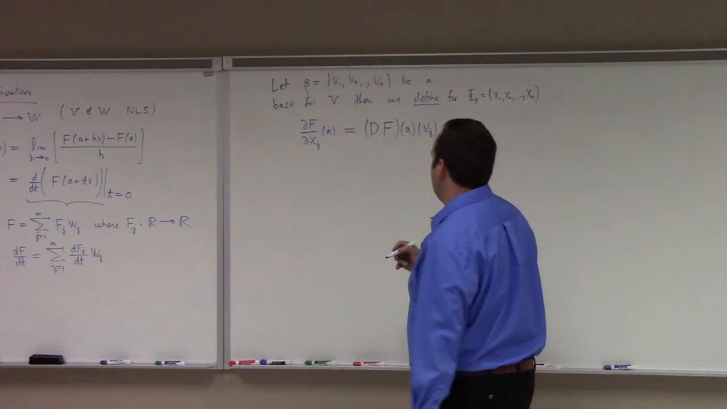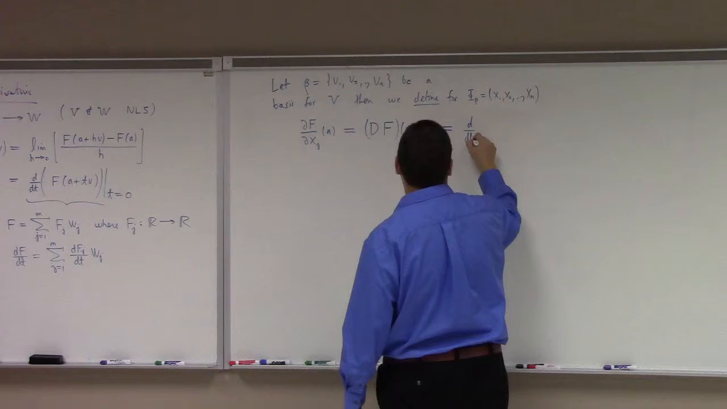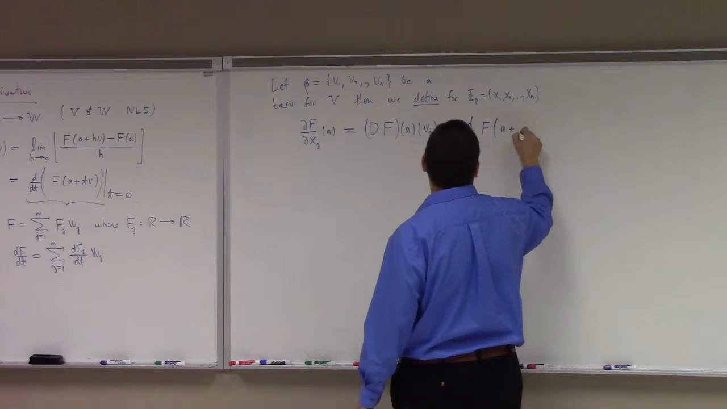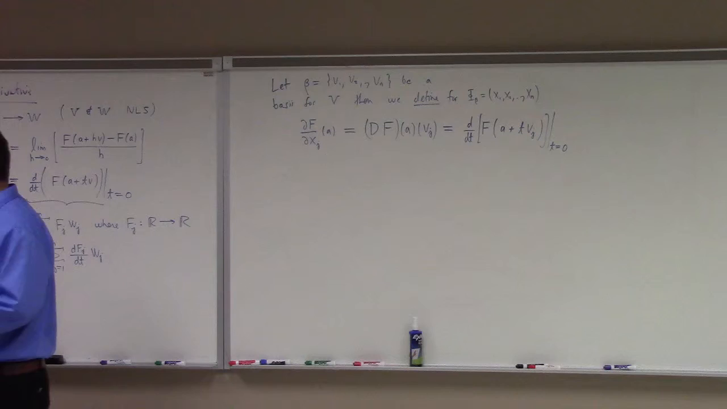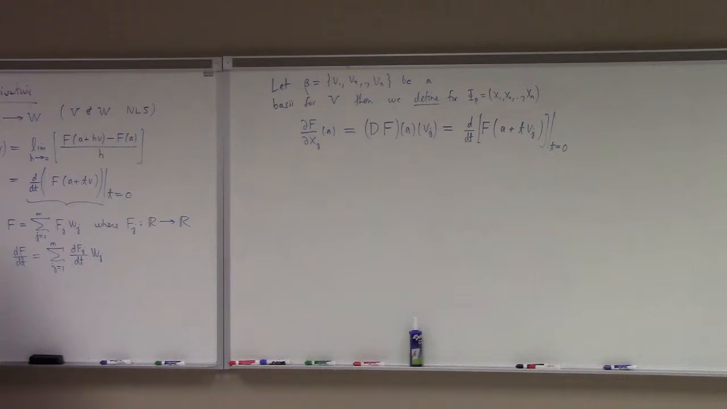So let's make that a little less abstract. That means differentiate with respect to time the function with what? A plus t vj. And then you set t equal to 0 at the end of that. That is just a careful way, as careful as we can today, of saying you differentiate the jth component while fixing the rest of them. Like you let the variable of the input to f vary in the jth direction, but that's it.